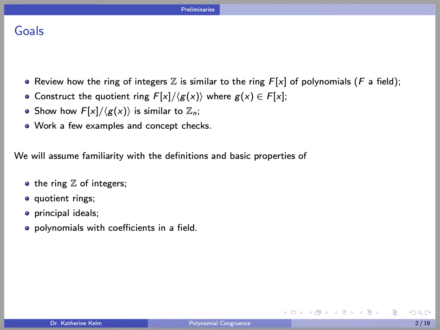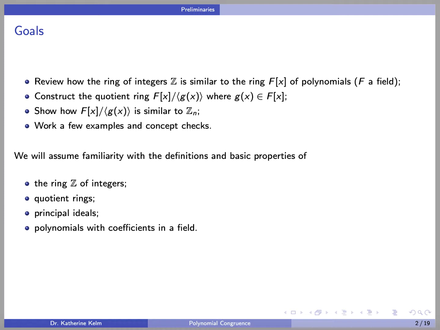Our goals for this video are to review how the ring of integers Z is similar to the ring of polynomials with coefficients in a field, to construct the quotient ring of polynomials with coefficients in a field, modulo the ideal generated by a polynomial with coefficients in that field, to show how that quotient ring is similar to Zn, and to work a few examples and concept checks.